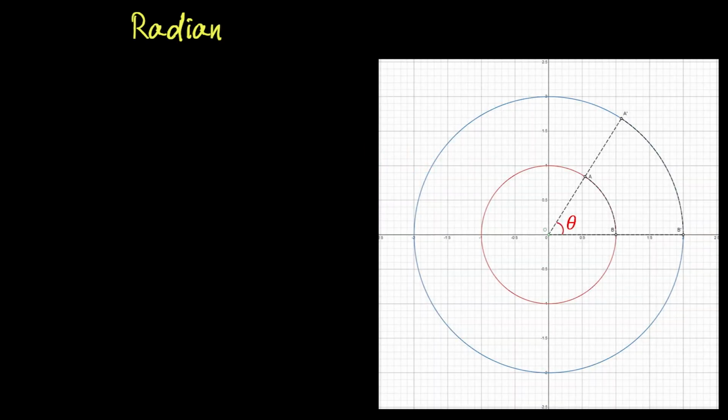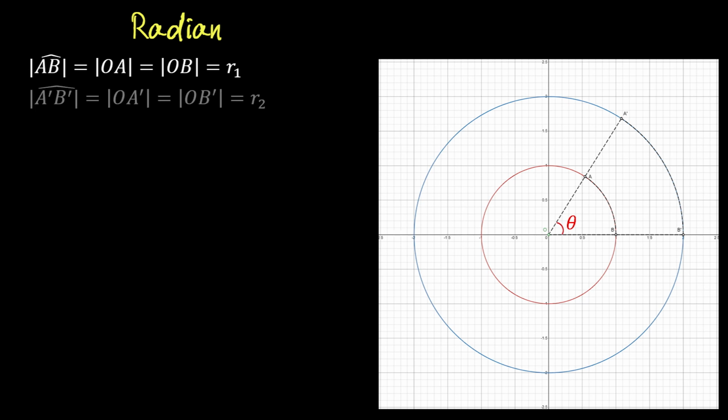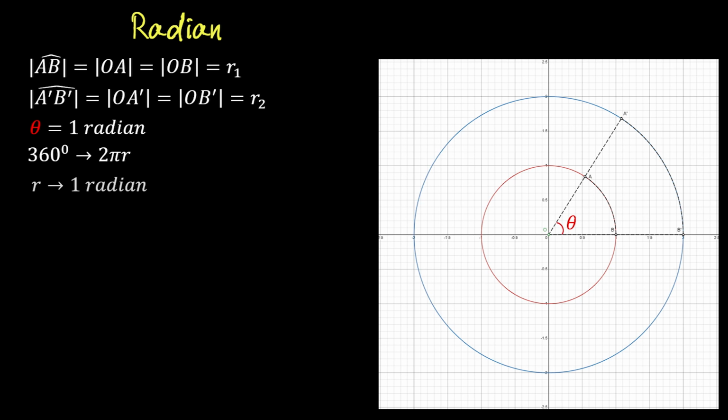Radian is a unit of measure of angles. 1 radian is defined as the angle subtended by an arc length equal to the radius. In our picture, the length of the arc AB equals the radius, OA and OB. The arc length created by an angle of 360 degrees is 2 pi r, the circumference of the circle. Each arc of length r corresponds to an angle of 1 radian.